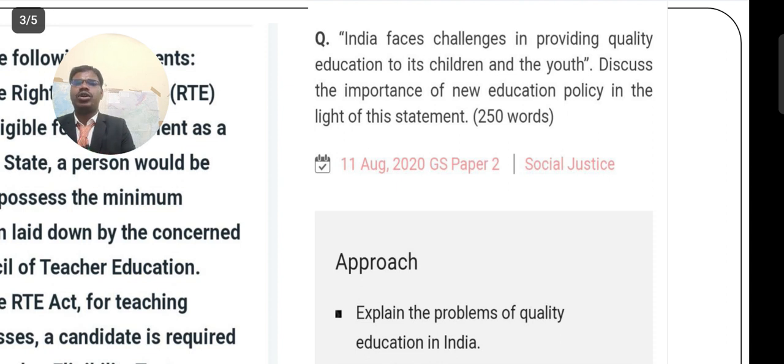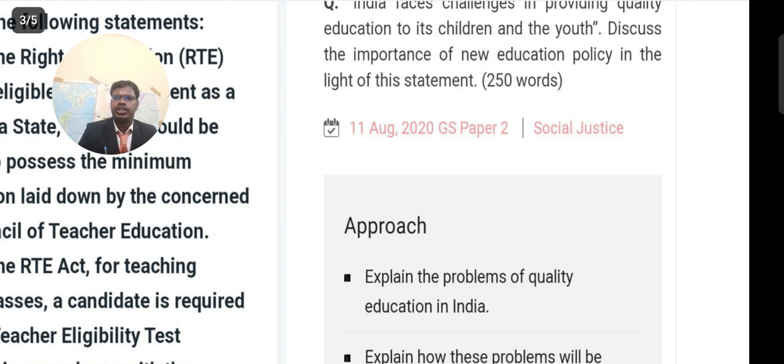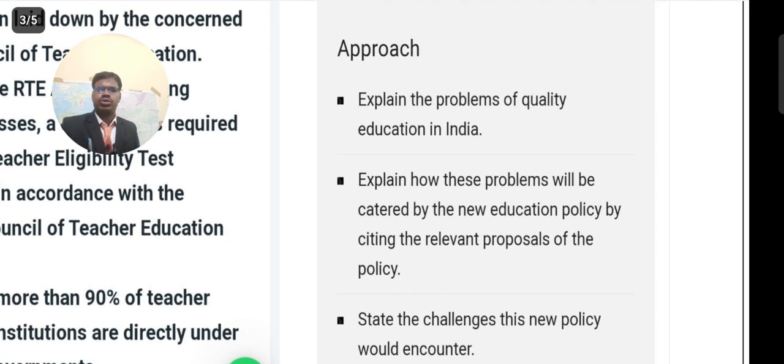Here it is asking about the challenges in providing quality education to children and youth. You have to write 3-4 points on the challenges inside, and how we will provide quality education. Not only challenges, but you can also mention the futuristic part. And we will discuss the National Policy on Education. That's the reason I took this question. Just the approach, what is this?